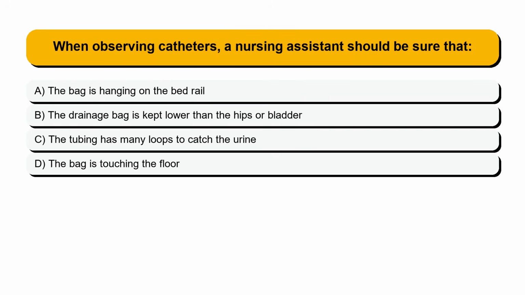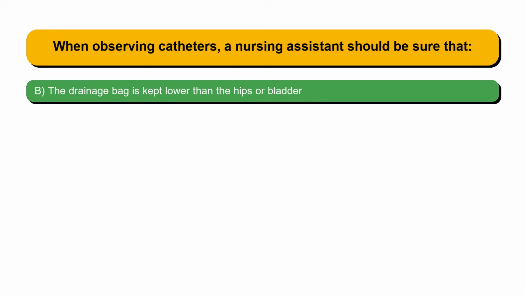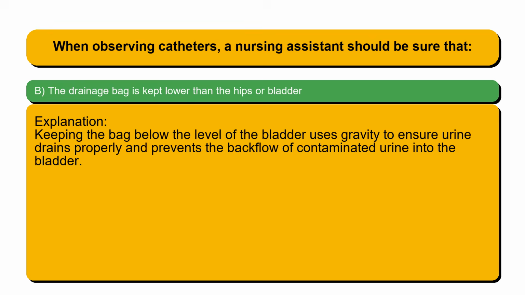Question 81. When observing catheters, a nursing assistant should be sure that Option A, the bag is hanging on the bed rail. Option B, the drainage bag is kept lower than the hips or bladder. Option C, the tubing has many loops to catch the urine. Option D, the bag is touching the floor. The correct answer is option B, the drainage bag is kept lower than the hips or bladder. Keeping the bag below the level of the bladder uses gravity to ensure urine drains properly and prevents the backflow of contaminated urine into the bladder.